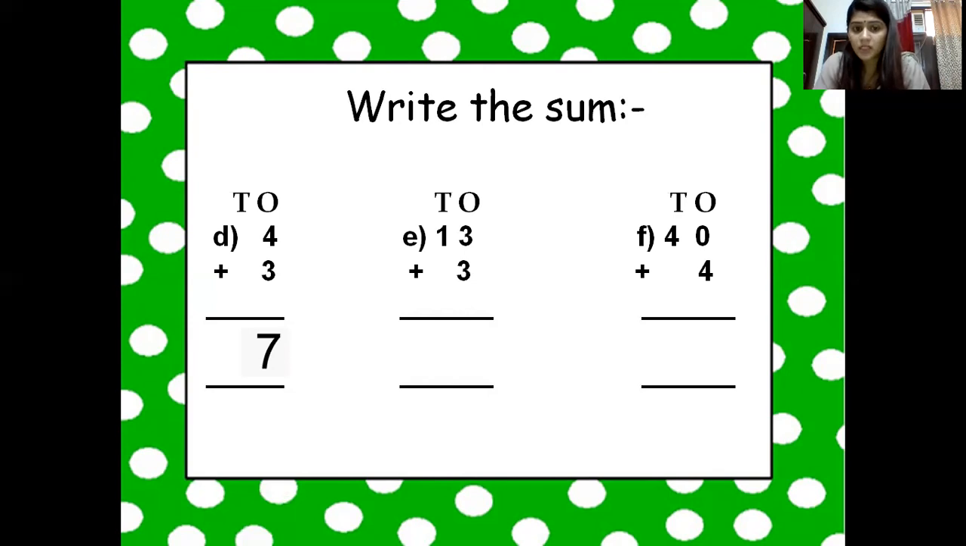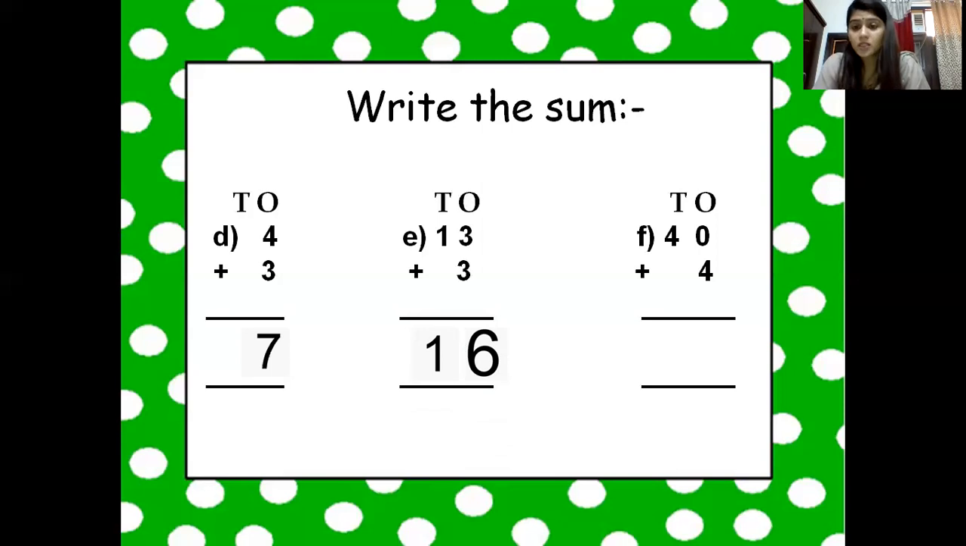Next question, E part. We need to add 13 and 3. So we will start from the digits which are written under ones. So 3 and 3 are written under ones. 3 plus 3 is equal to 6. And under T, only 1 is written. We are not adding anything in 1. So we will write it as it is. So 13 plus 3 is equal to 16.